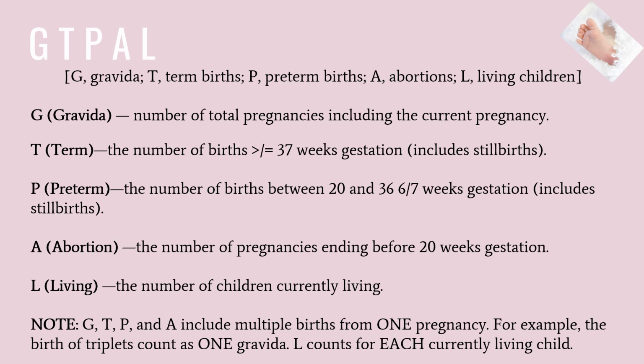G means gravida. This is the total number of pregnancies, including the current pregnancy. T means term. This is the number of births greater than as well as equal to 37 weeks. This includes stillbirths. P means preterm. So this is the number of births between 20 weeks and 36 weeks and 6 days gestation.